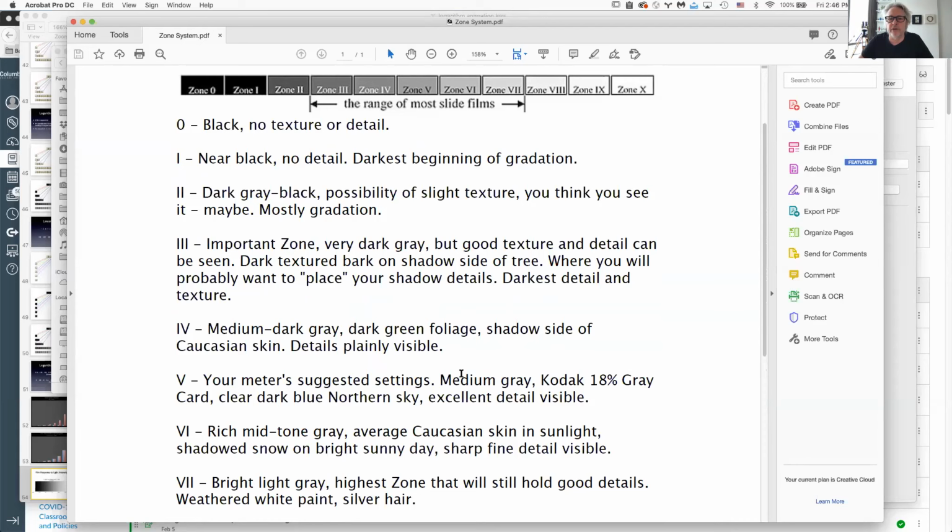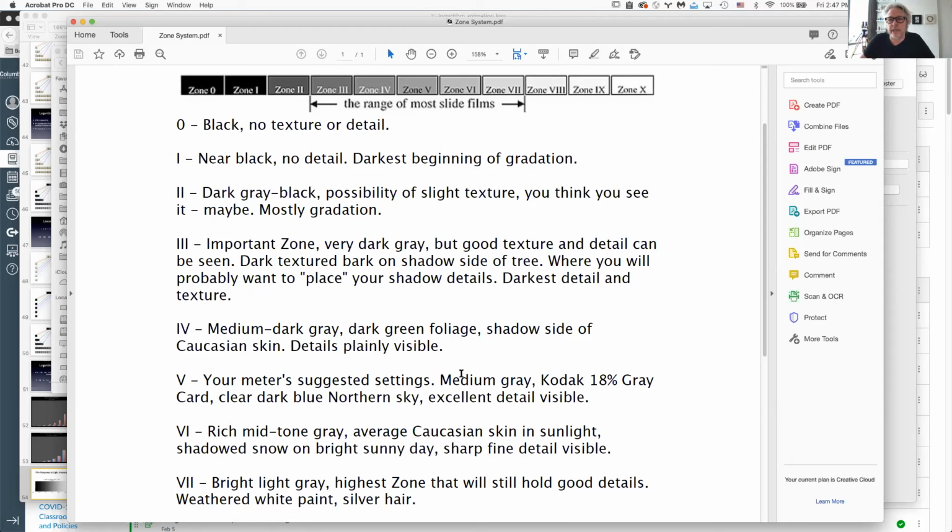This is what every meter in the world measures. The meter in your cameras measures zone 5, middle gray. We'll talk about why that is in just a second. Anyway, that's what zone 5 is. It is medium gray. It's an 18% gray card. Kodak was very famous for producing 18% gray cards that you could do reflected meter readings off of, and they would indicate the proper exposure for you.